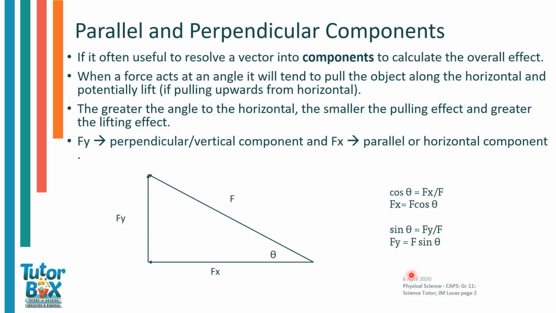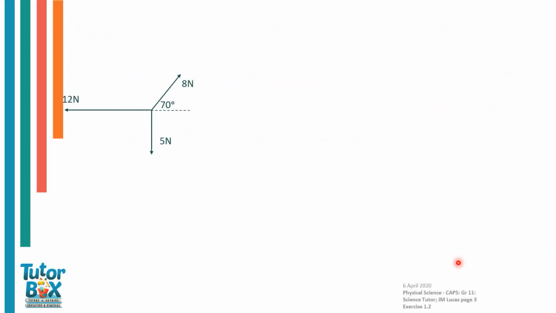So generally what happens if you have a cos of your angle, you will get Fx over F. So your Fx is generally your resultant force multiplied by your cos of the angle. Similarly, your sine of your angle will be Fy over your resultant force. And so your Fy is generally your resultant force times your sine of your angle. You can memorize these, or just work them out on your triangles. It's up to you. All right, so we've got an example here.